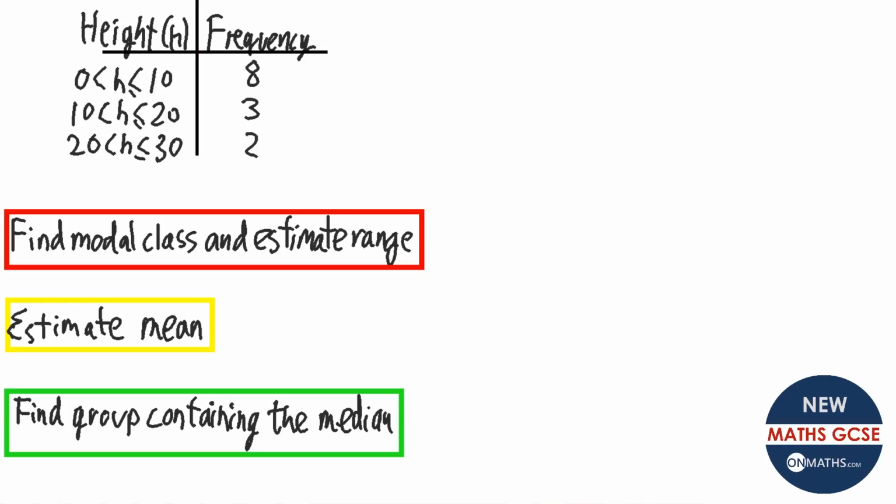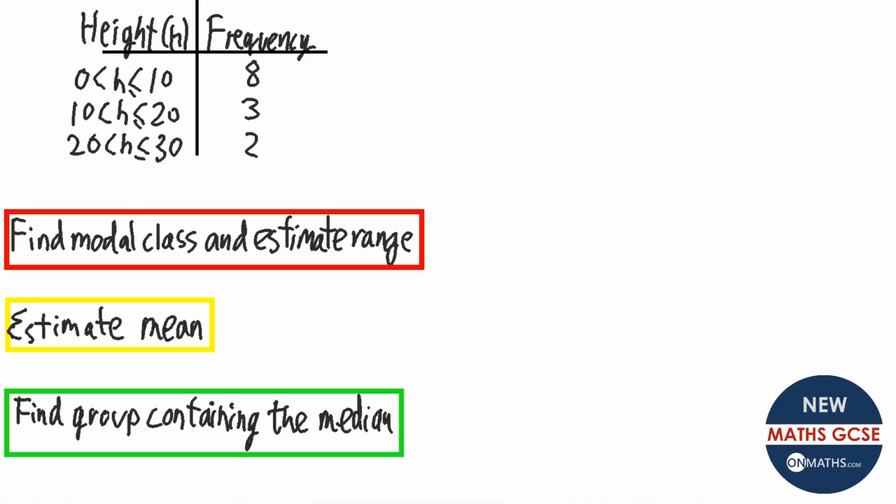Okay, so this question looks completely different. Actually, it's pretty much the same thing. This time, though, we've got groups instead of actual numbers. It just means that we don't actually know what the numbers were. So this is some context about some plant heights or something, I don't know.